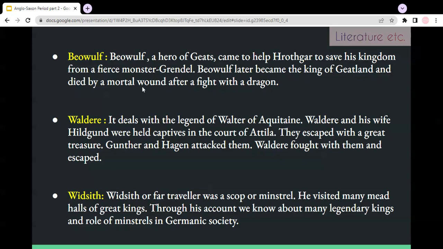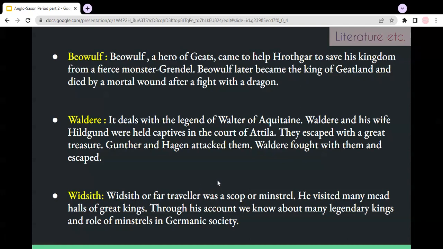Okay, so it was the wound which took the life of Beowulf. Waldir deals with the legend of Walter of Aquitaine. Waldir here refers to Walter of Aquitaine. He and his wife Hildgun were held captives in the court of Attila. They escaped with a great treasure. Gunther and Hagen attacked Waldir and his wife. Waldir fought with them and escaped. That is the storyline of Waldir.